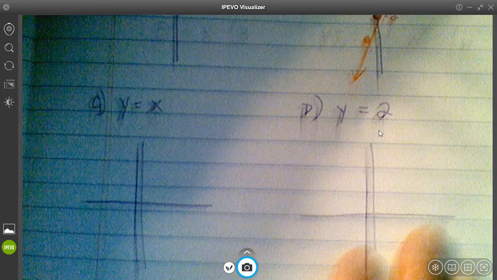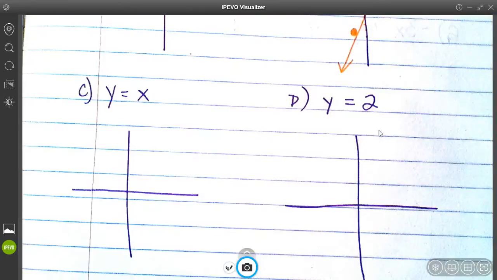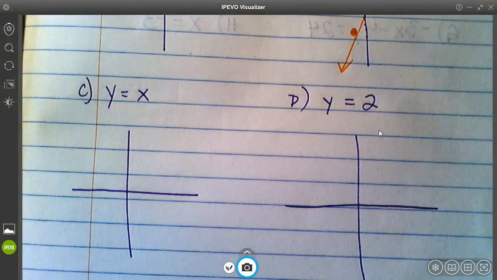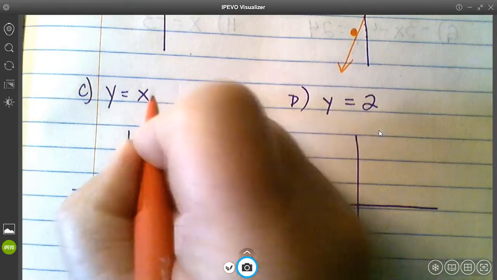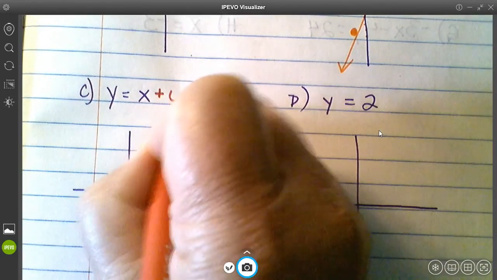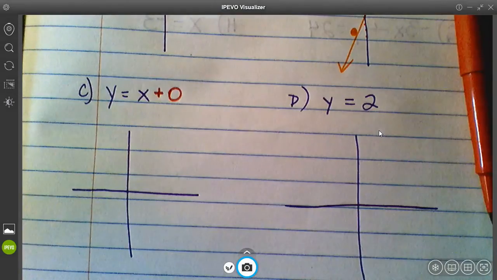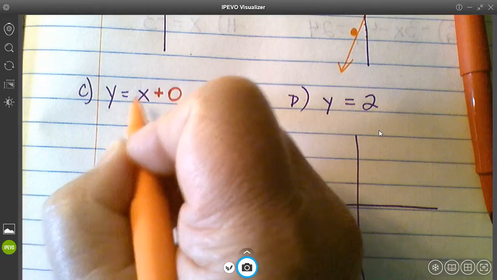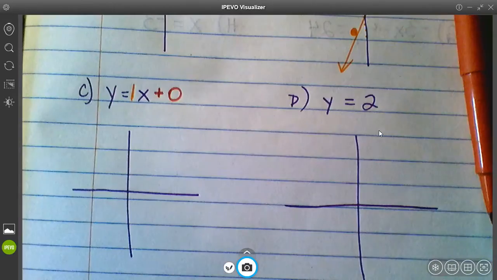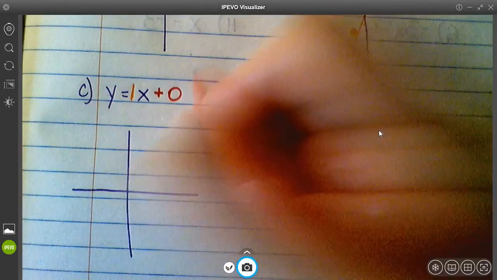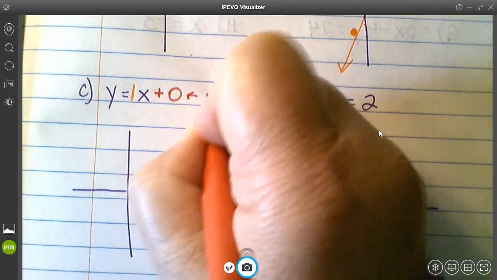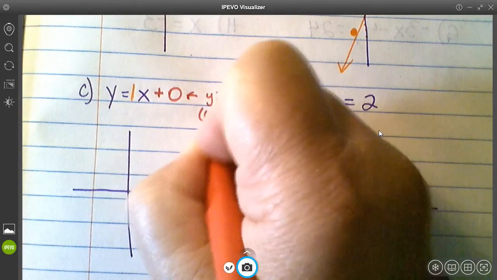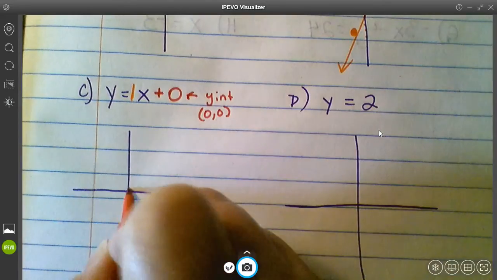Okay, take a look at the next ones. So this is slope-intercept form. It does look a little weird. We don't have anything added on the end. So remember, if there's nothing there, that is the same thing as 0. And I have my invisible 1 in the front here. So my y-intercept is at the point (0, 0), or the origin.